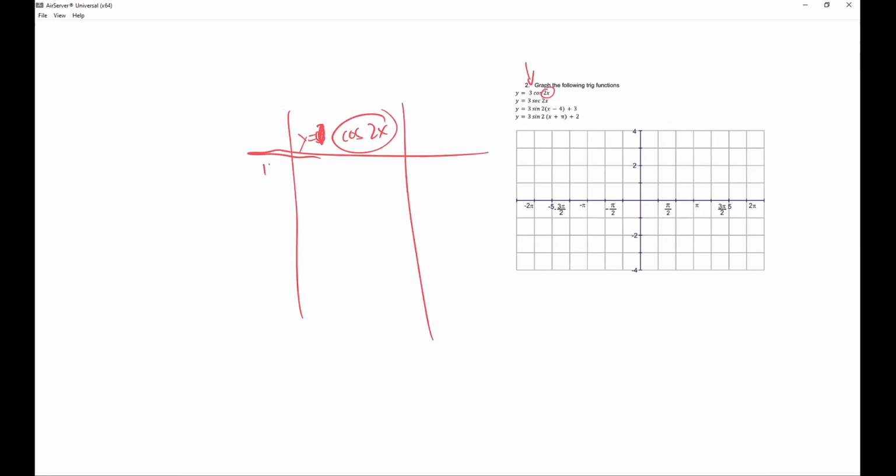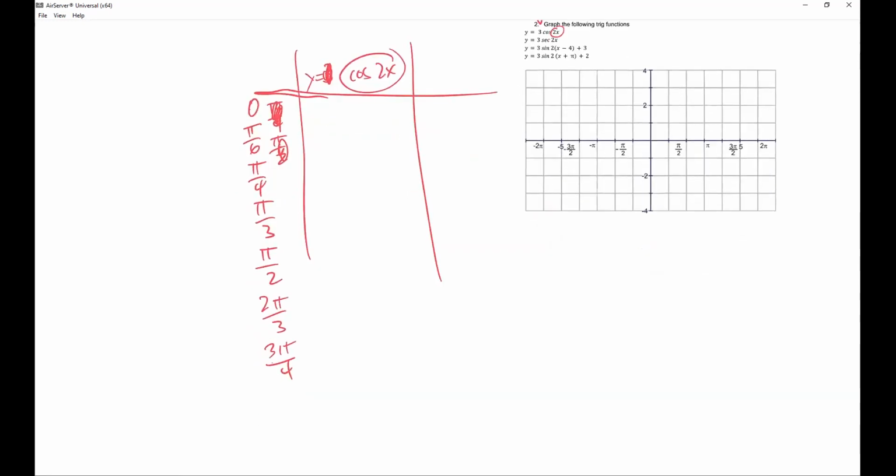And you might want to put values of like pi over 4, pi over 2. Actually, maybe even more. I should have started with pi over 6. Let's start with the whole thing: 0, pi over 6, pi over 4, pi over 3, pi over 2, 2 pi over 3, 3 pi over 4, 5 pi over 6, and then pi.